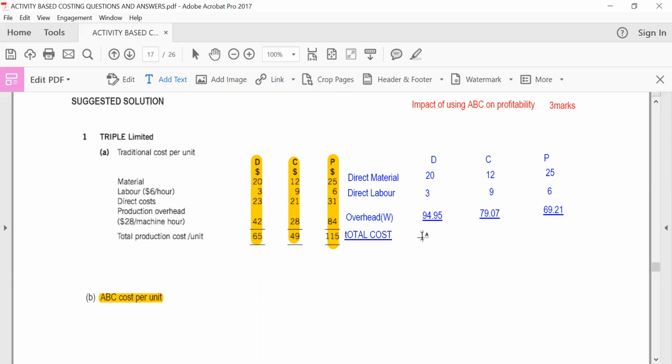So 23 plus 94.95. That gives me 117.95. The next one, what else are we getting? That is 21. 21 plus 79.07.